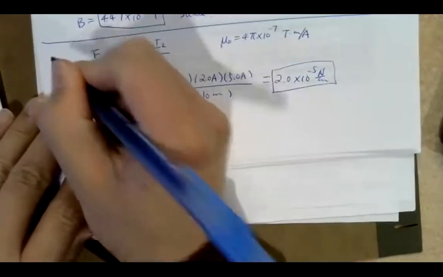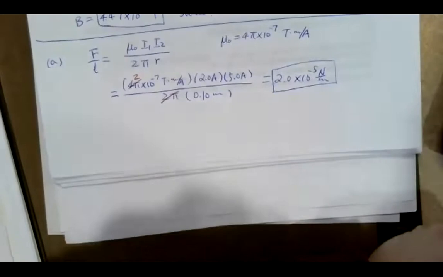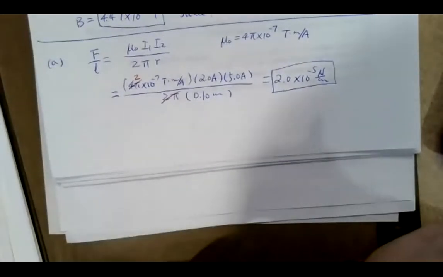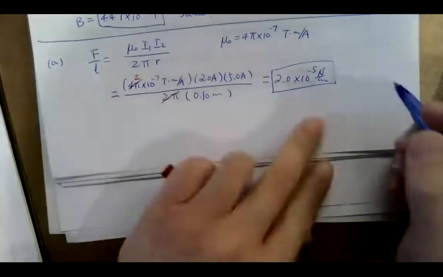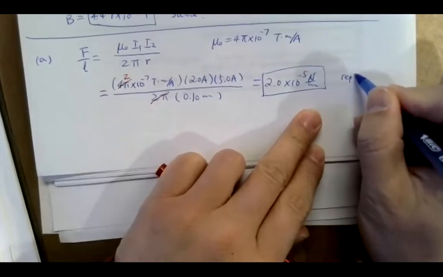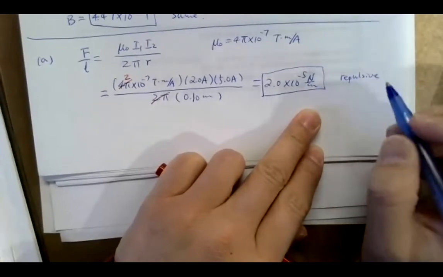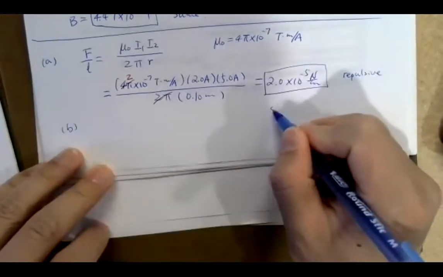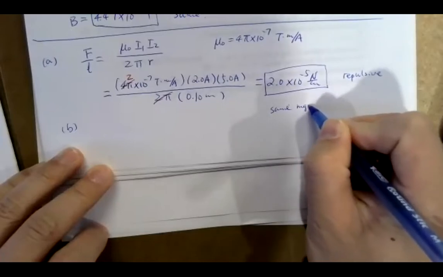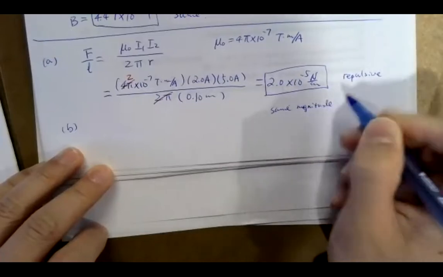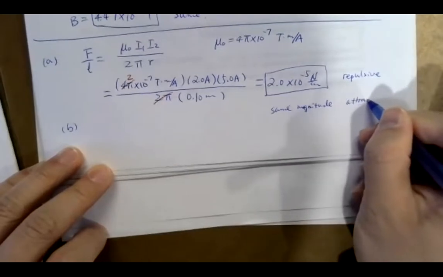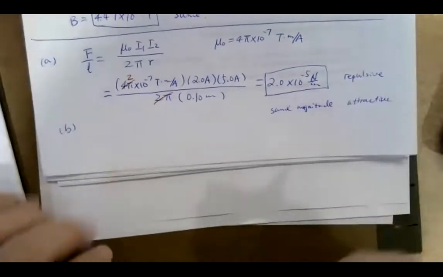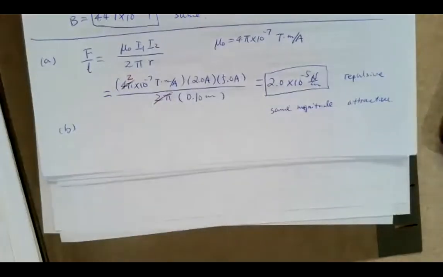For the magnetic force, and then for the direction, on A you can just say repulsive to each other. And then on B, it will be the same magnitude, and it should be an attractive force, because the currents are in the same direction. So then the force is an attractive force.